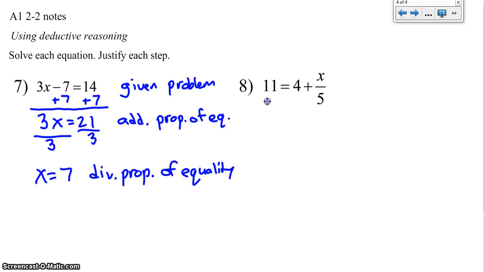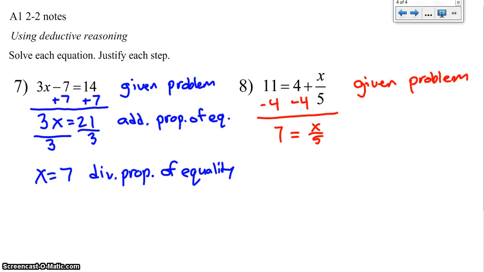Number 8. The first thing we would need to do to isolate our variable is subtract 4 from each side. So we'll have 7 equals x over 5. Now I've already neglected one thing, and that was I needed to write my reason on the first step. The reason was it was the given problem. How did I go from the given problem to my next step of 7 equals x over 5? I used subtraction. So it's the subtraction property of equality.